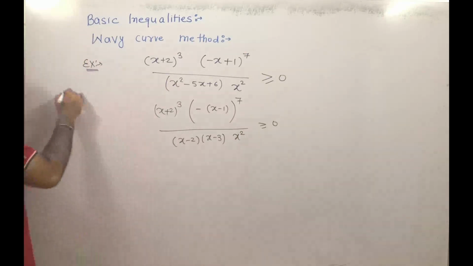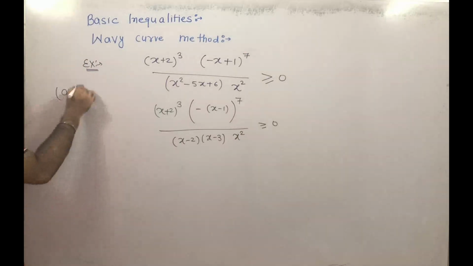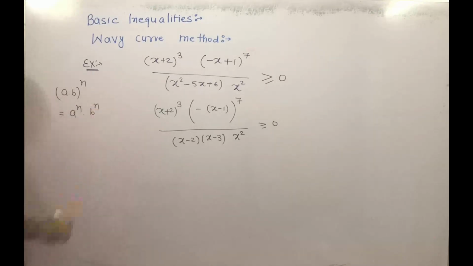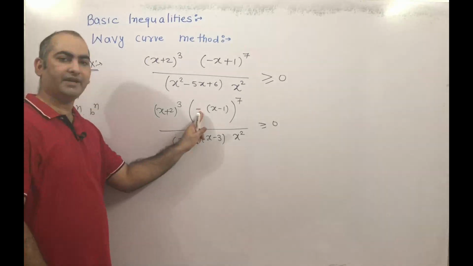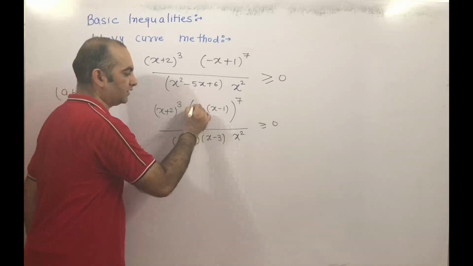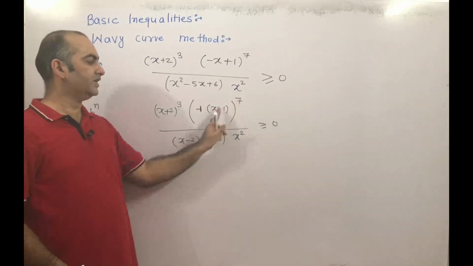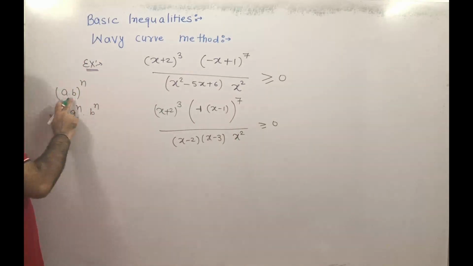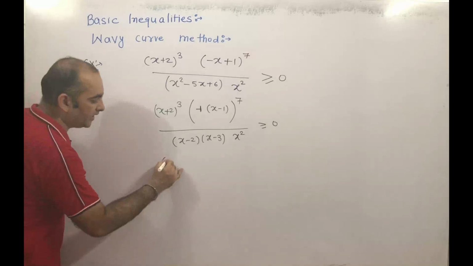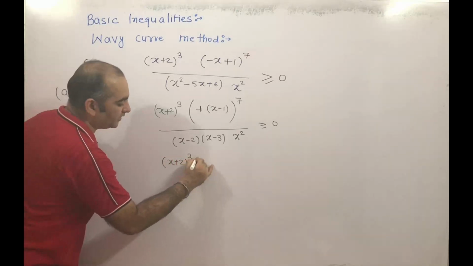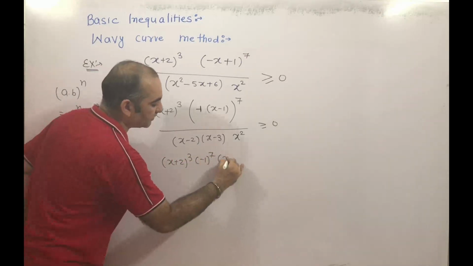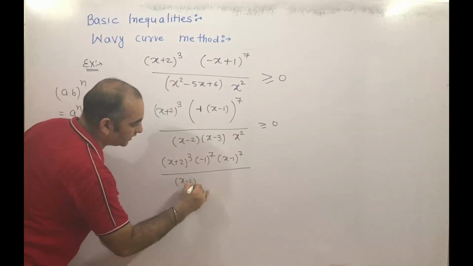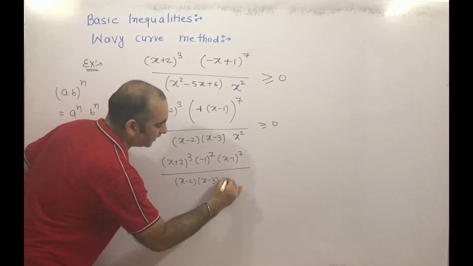If I have (a·b)^n, this we can separate as a^n · b^n. Same thing here also we can do. We can write this as (-1)(x-1), so (-1)^7 into (x-1)^7. We can use this property, where a is -1 and b is x-1. So what will come here: (x+2)^3 into (-1)^7 into (x-1)^7 divided by (x-2)(x-3) x² is greater than or equal to 0.